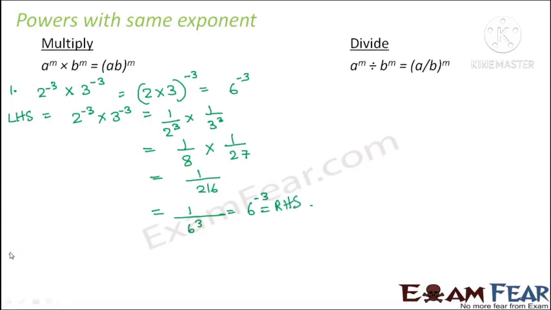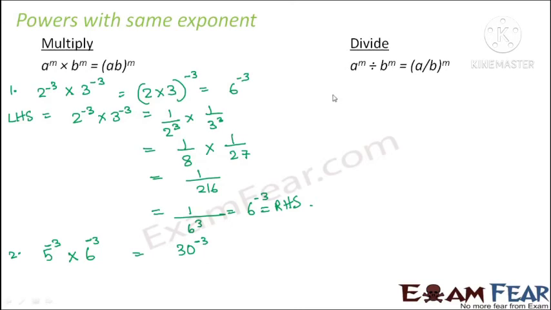So let's try one more example. Similar to this, if I give you 5^3 multiplied by 6^3, let's say minus 3. So this would be equal to (6 into 5), that is 30, to the power minus 3.